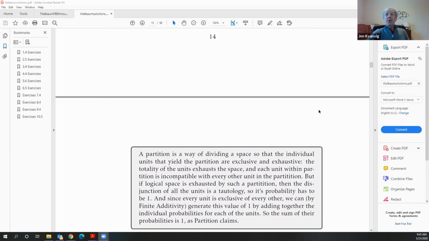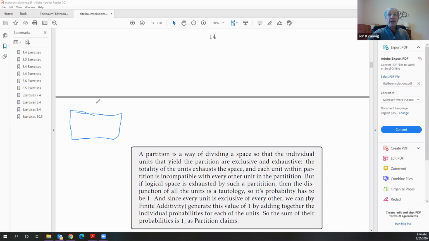Now, recall what a partition is. I prefer to think of it as a block of cheese. Logical space is always, for me, a block of cheese. If you want to call it something else, call it a bar of gold, I don't care what it is. That's our total probability space. And a partition is a way of cutting it into pieces.